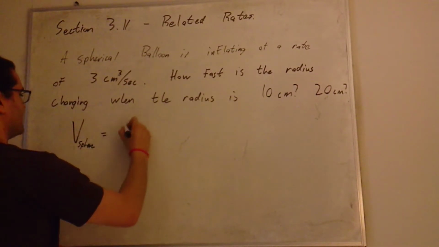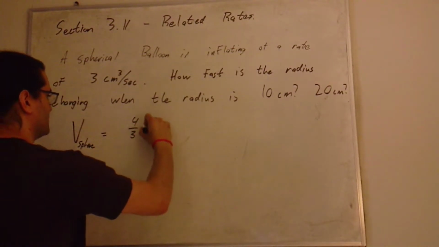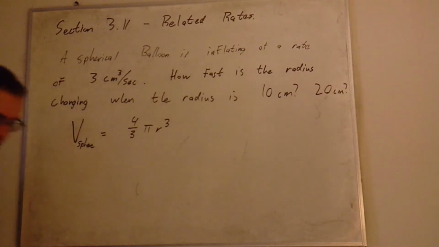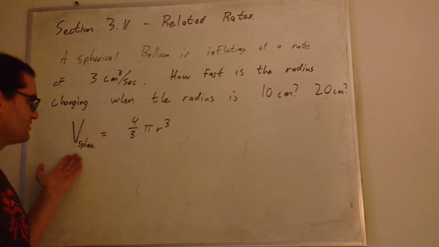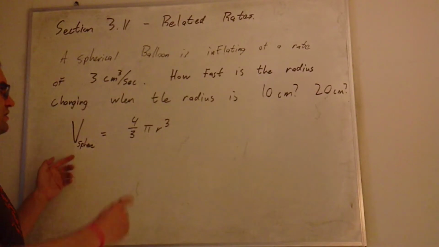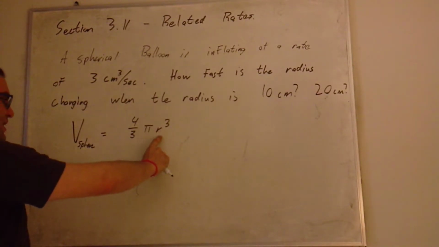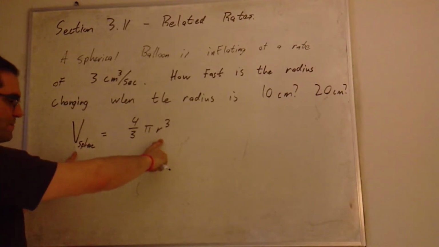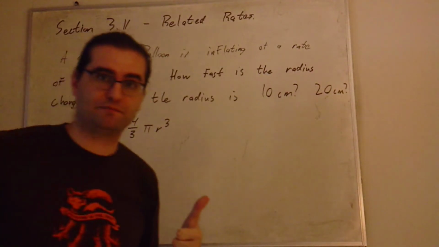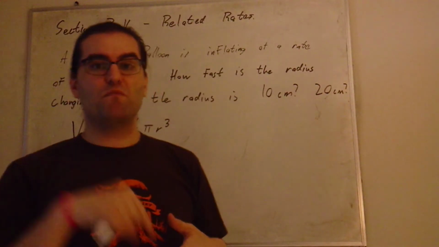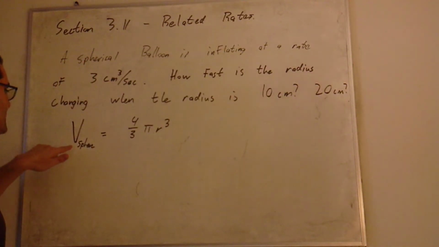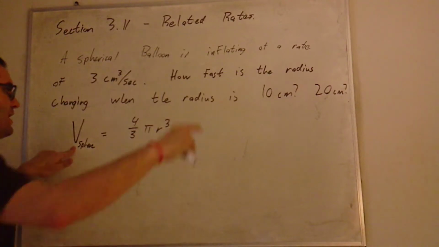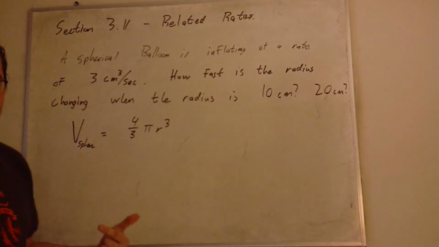The volume of a sphere is 4/3 pi r cubed. This function gives us the relationship between the radius and the volume, which is great. We need that. What we need more is the relationship between the change in volume and the change in radius.